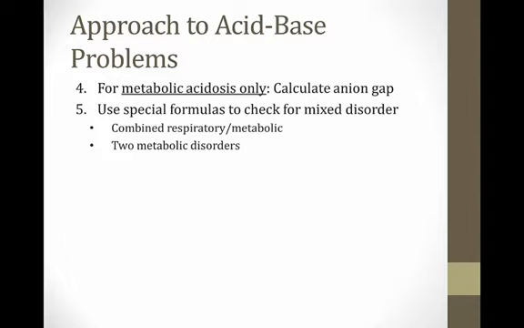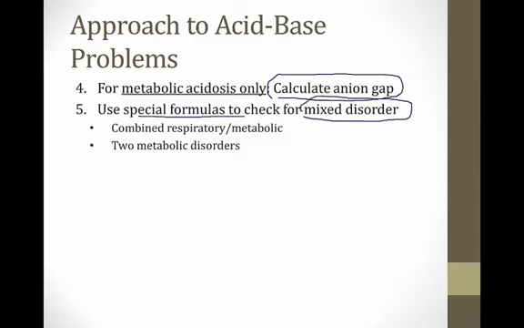So once you've done all those things, you know whether it's a respiratory or metabolic problem, and you know whether it's an acidosis or an alkalosis, but there's still two more steps. For metabolic acidosis only, you have to calculate the anion gap. We'll talk more about this later, but the anion gap splits the disorders into two distinct groups of potential causes. And then the last thing you need to do is use special formulas to check for mixed disorders.